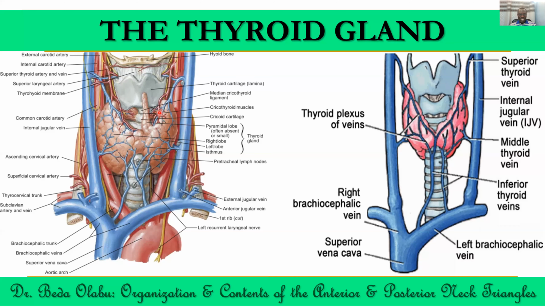There are three veins which drain the gland: superior thyroid vein into the internal jugular, middle thyroid vein into the internal jugular, and inferior thyroid veins which go to the brachiocephalic veins. There are multiple veins, and sometimes they all drain into the left brachiocephalic vein because it is the one that crosses the midline.